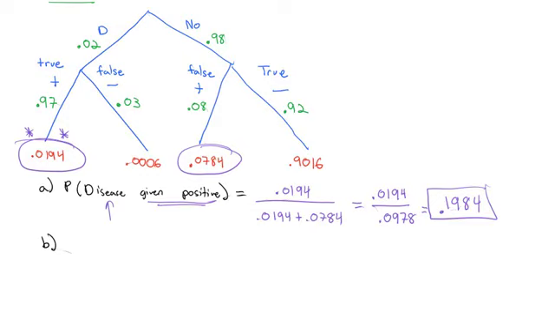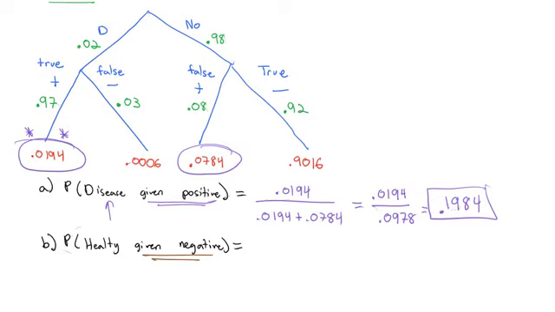But what about the opposite case? What's the probability that you're healthy given a negative test result? If the test says you don't have the disease, what's the probability you actually don't have the disease?